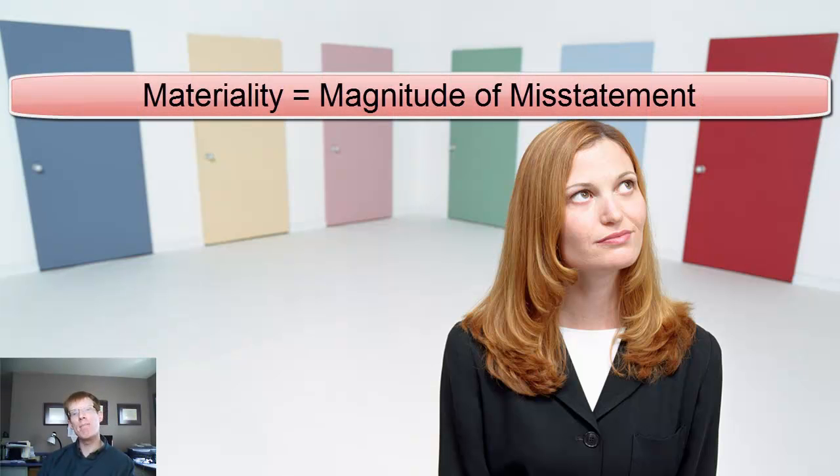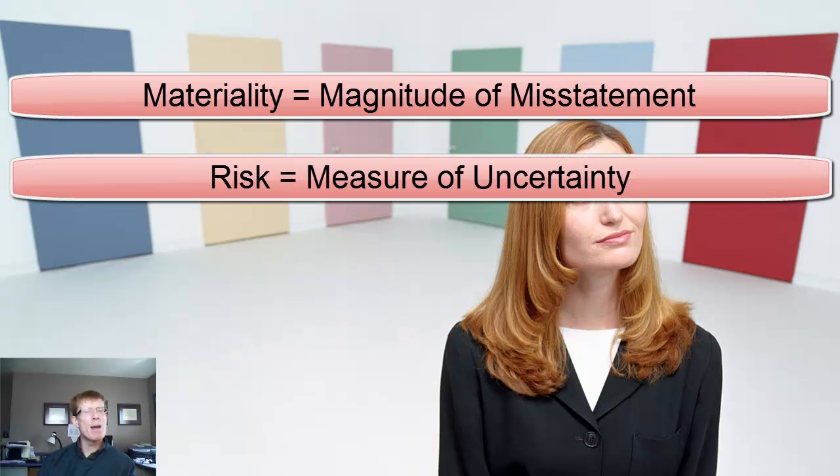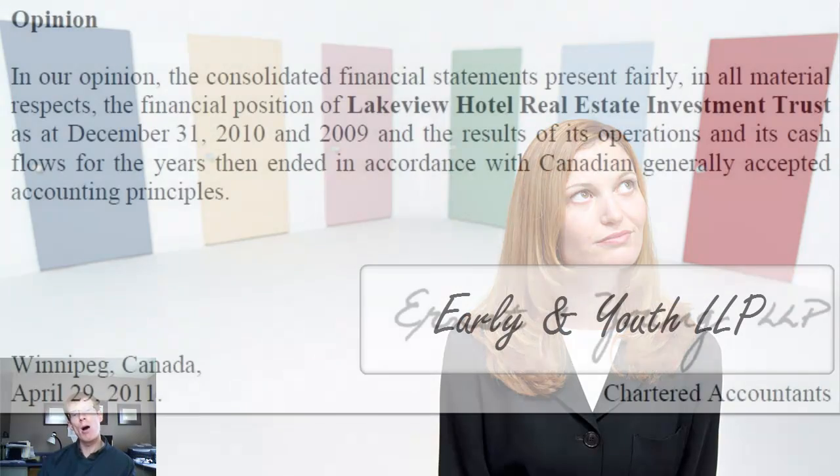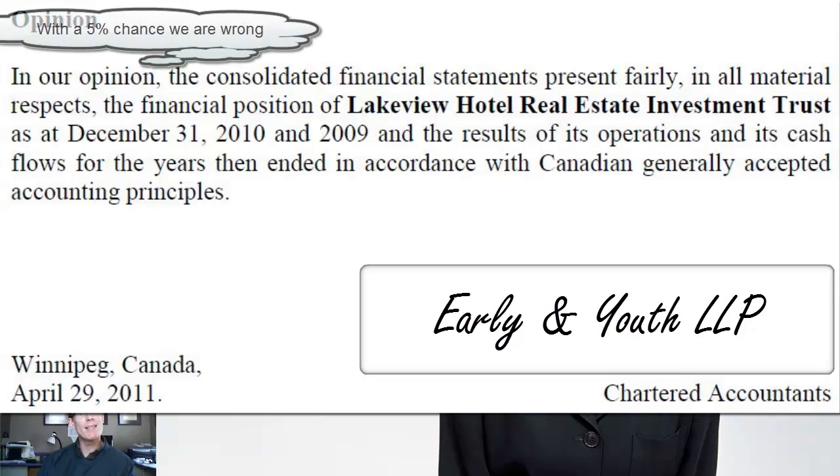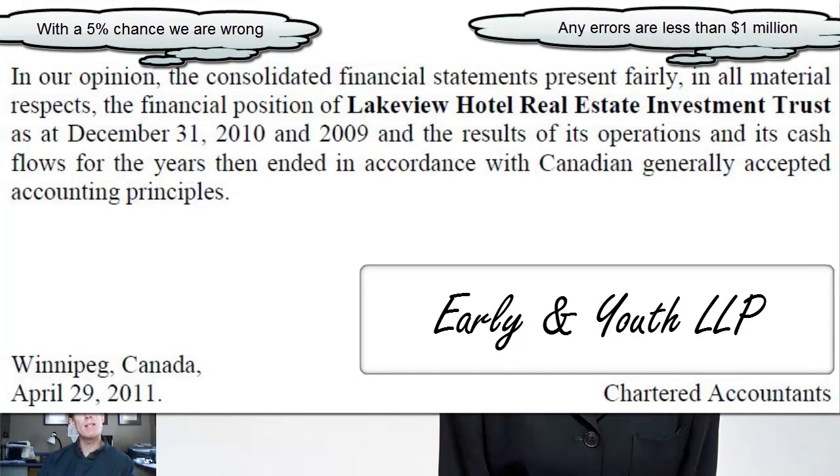Now, materiality and risk in auditing are closely related and inseparable. Think of materiality as the measure of the magnitude of misstatement, and think of risk as the measure of uncertainty. So if you want to conceptually wrap your mind around what an audit opinion is really saying, you could interpret the audit opinion to read that there's a 5% risk that we, as the auditors, fail to uncover a misstatement of $1 million or more.